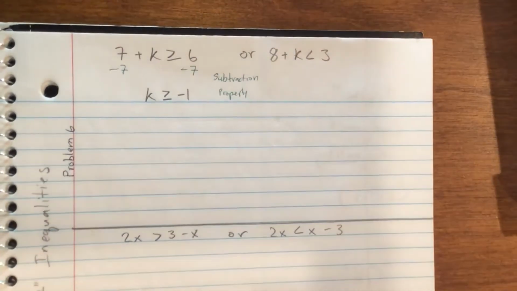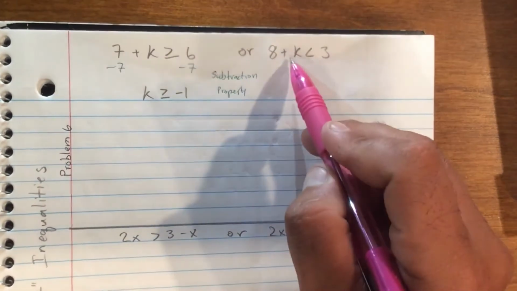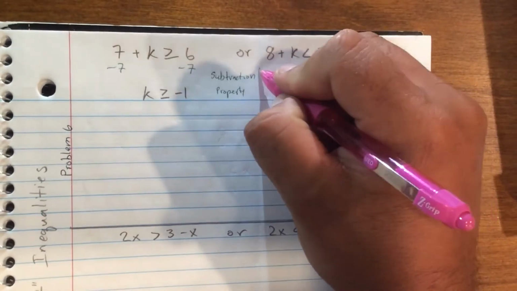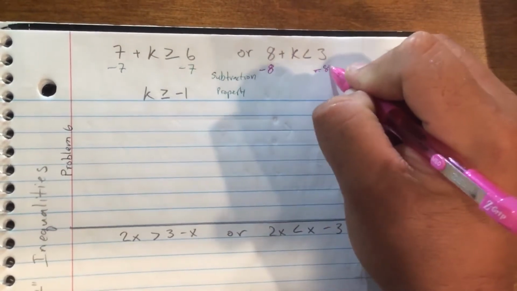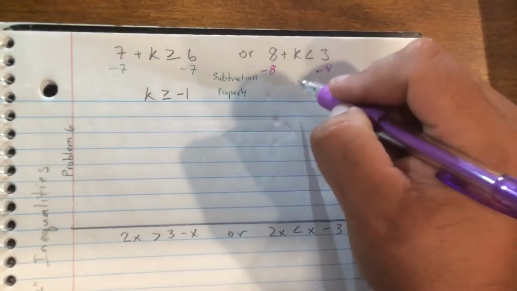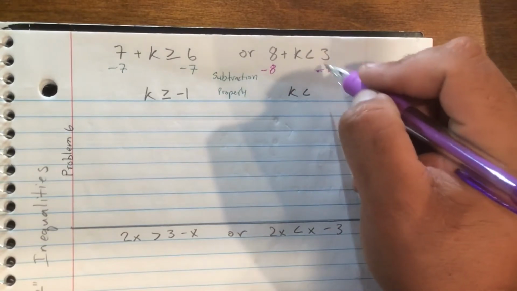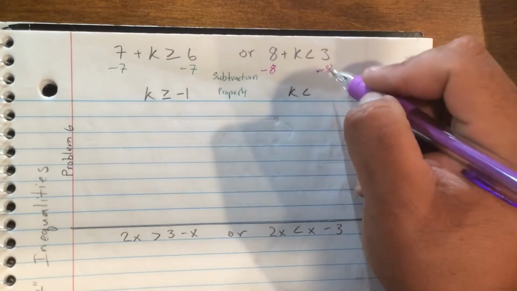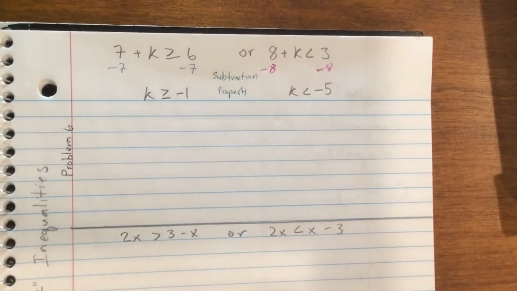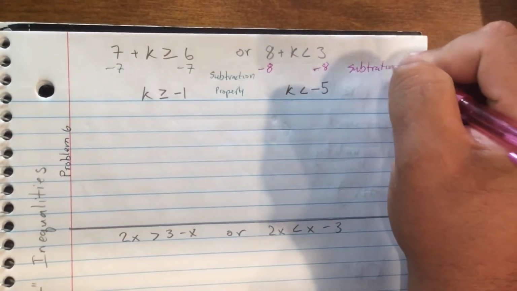Okay, now we're going to go to this side over here, and we're going to do our 8 plus k is less than 3. This is also a nice little one, so we're going to subtract 8 from both sides in order to isolate our k. So once again, 8 minus 8 subtracts to 0, which leaves us with k is less than -5. So if you have $3 but you owe somebody 8, after you pay them you still owe them 5. And once again, this is also our subtraction property.